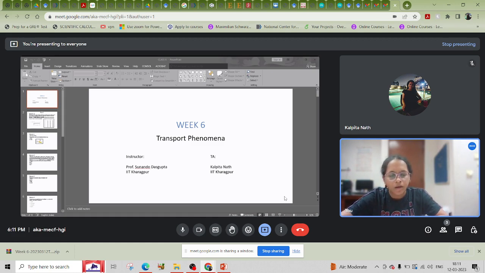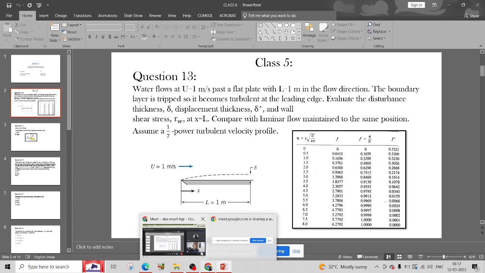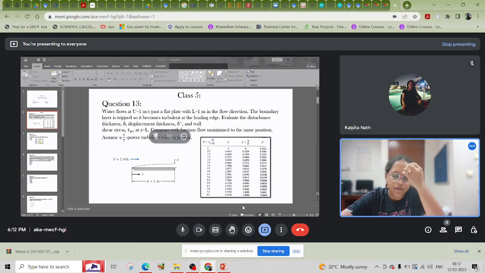For week 6, we'll start with the first problem from the previous week, which remained unsolved previous day. I'll give you 5 minutes to think about this problem and try to solve it, and after that we'll start with the corresponding solution. So let's proceed. I'll give you 5 minutes, and after that we'll start with the solution.